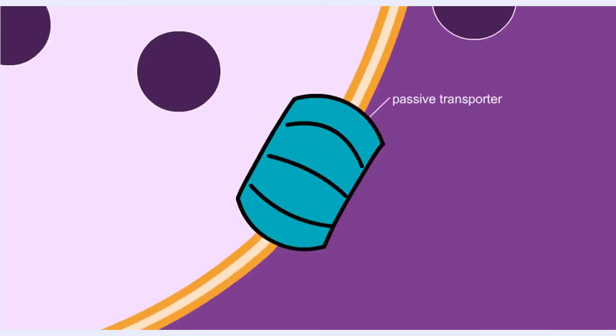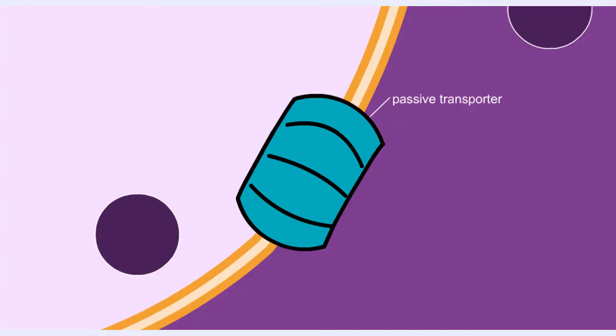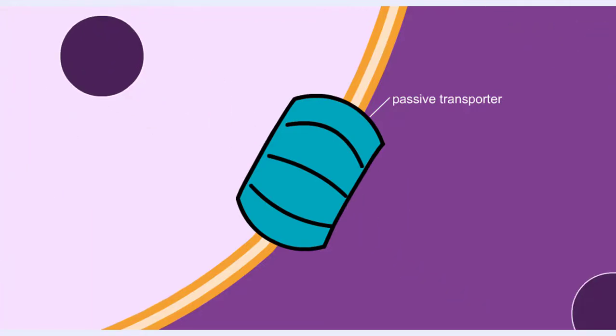Passive transport can be facilitated by transporters that provide passageways across the membrane of the right size and environment for a particular compound to cross. These types of transporters are often referred to as pores or channels.